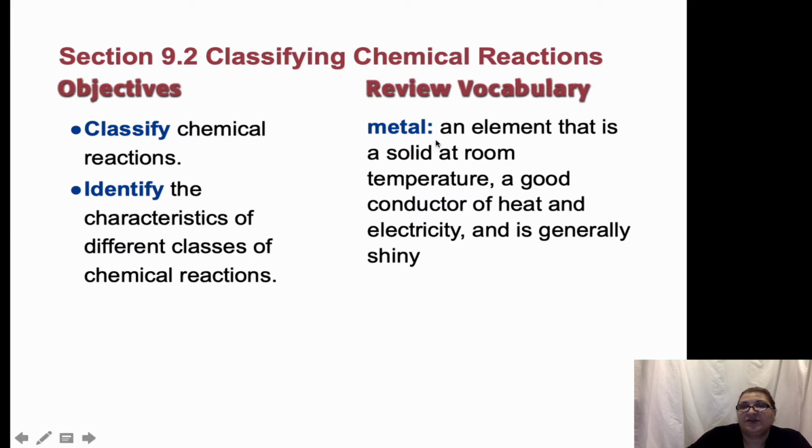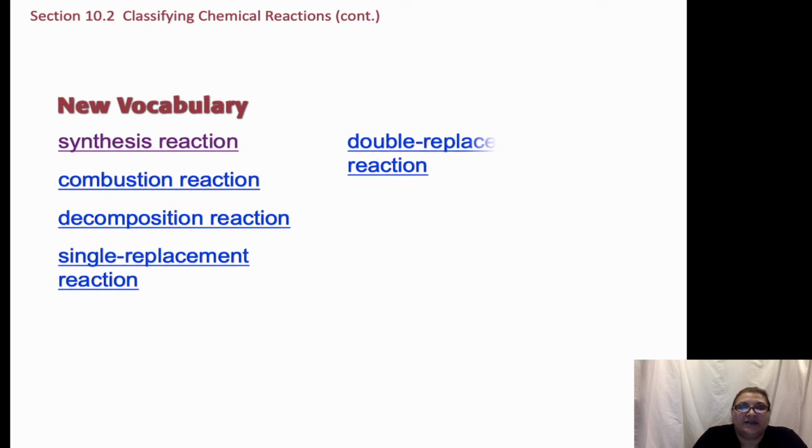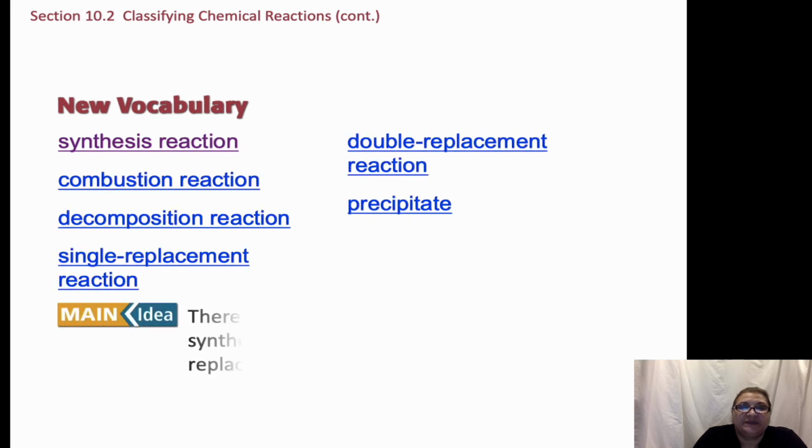And the review term is metal. They're solid at room temperature. They conduct heat and electricity and they're mainly shiny. So the new terms that we're going to go over.